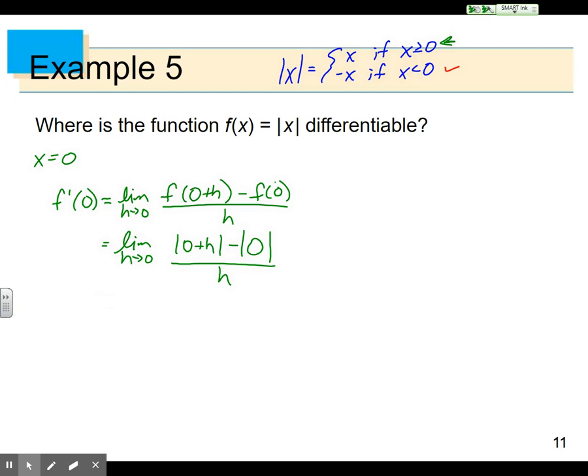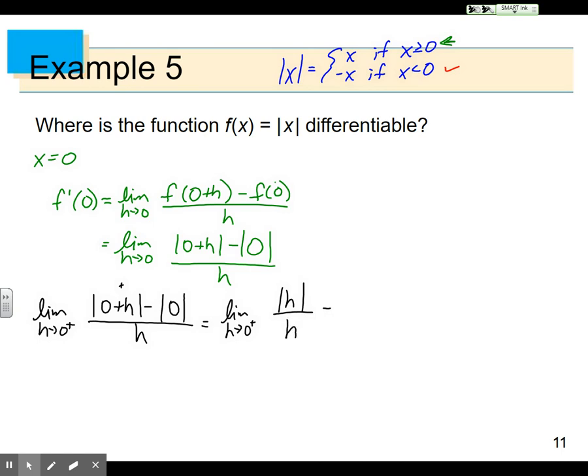Okay, so I think something weird's going to happen with it. So I'm going to break this down. I'm going to be taking the limit as h approaches 0 from the right, and let's see what that does first. So if I'm approaching 0 from the right, this guy right here is going to stay positive. I'm actually just going to be left with the absolute value of h over h. If I'm approaching 0 from the right, h is going to stay positive. I get h over h, which is going to be 1.